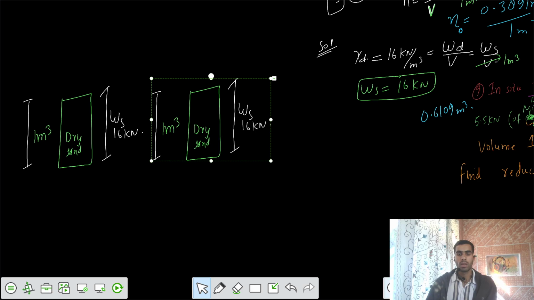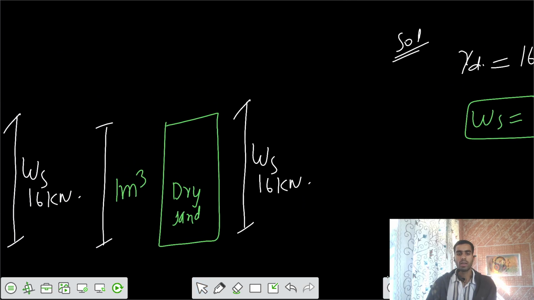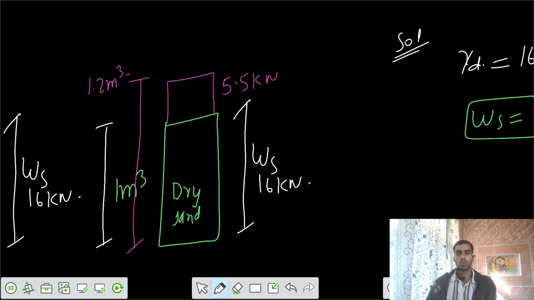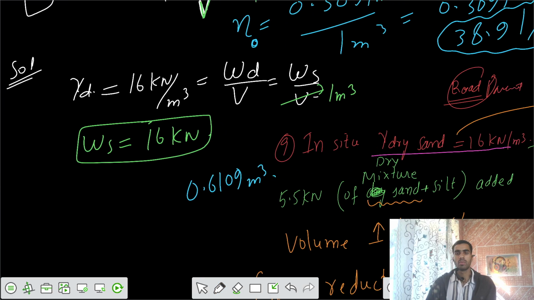So this is the same. Now we are going to add one more part here. How much kilonewton are we adding? 5.5 kilonewton of that mixture, such that the volume contributed equals 0.2 meter cube. Let's write in terms of final volume. So final volume is equal to 1.2 meter cube. So this is our second part of the problem.